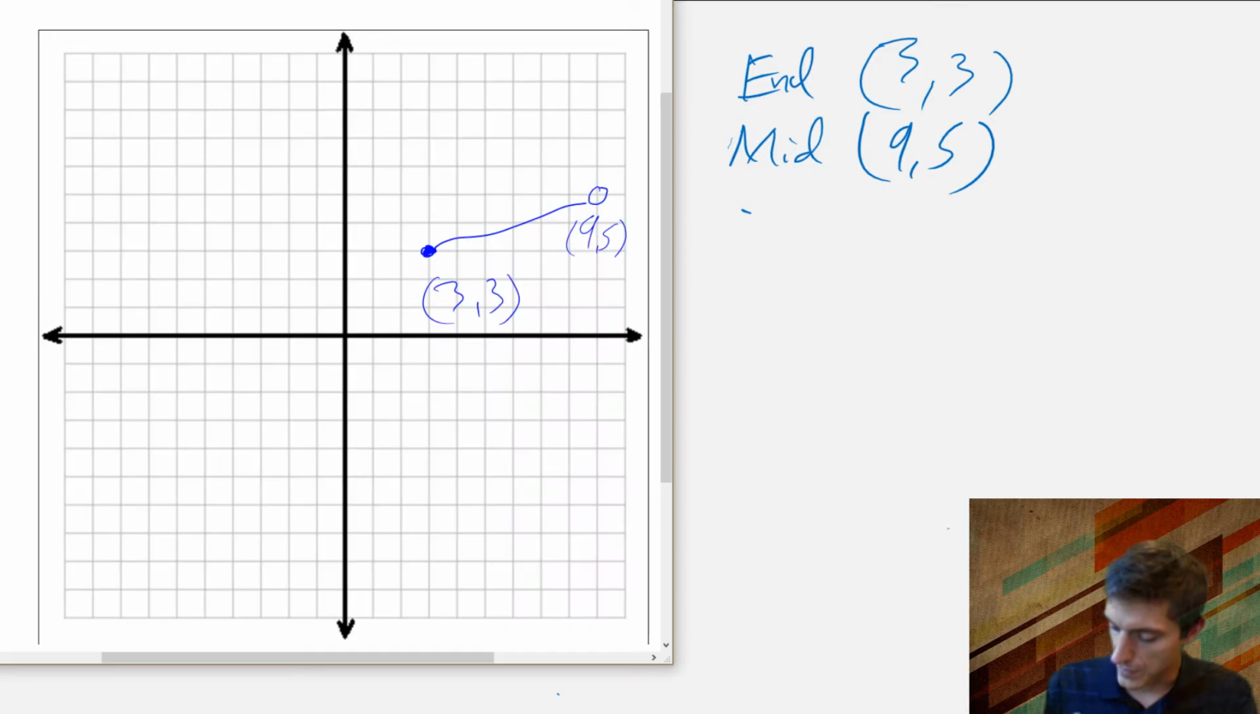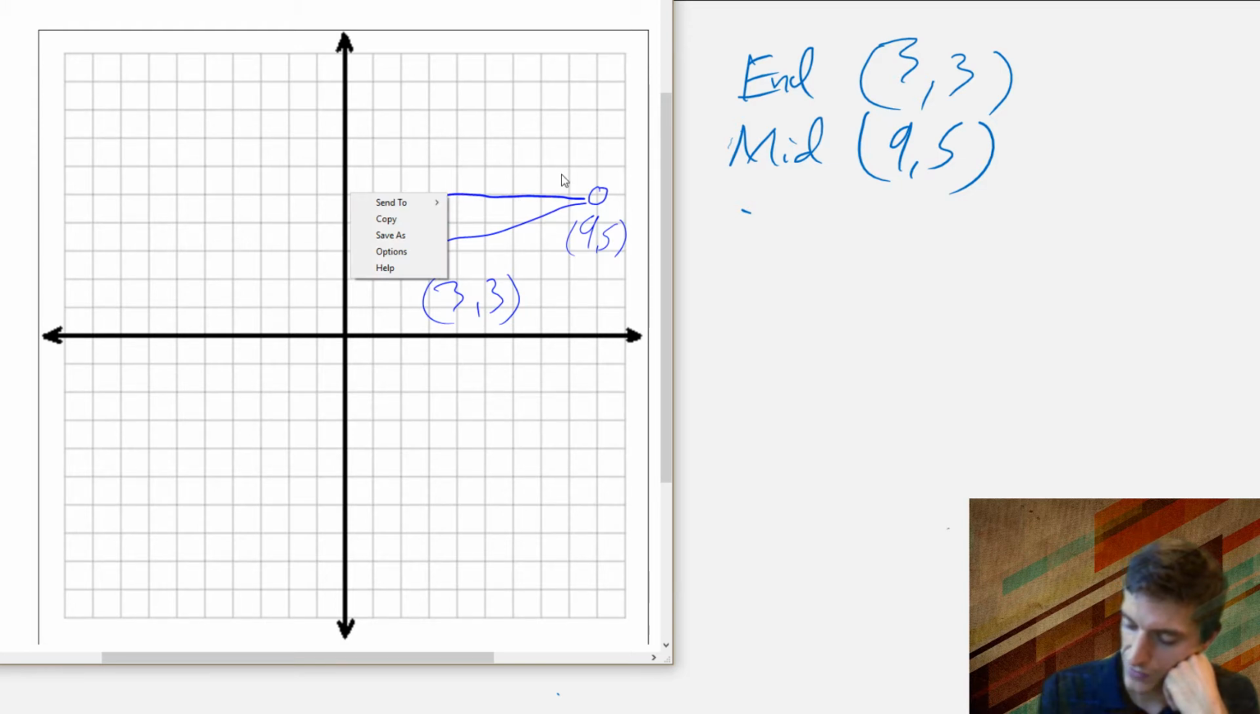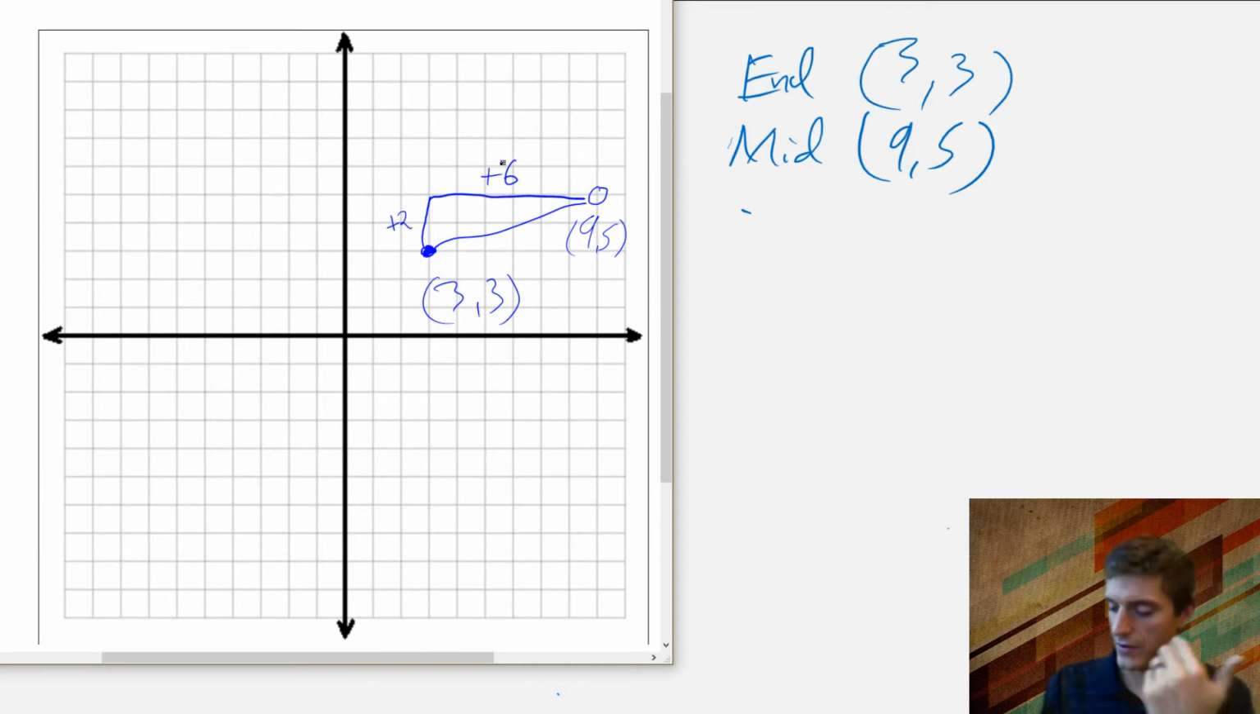Probably the first thing that I would figure out is, if this is the midpoint, this is my halfway point, right? So I need to go up. If I go up and over, so I'm going up 2, and I'm going right 1, 2, 3, 4, 5, 6, right? So I'm going up 2, right 6. Well, my next point, since it's the midpoint, must also be up 2, right 6. So the only question is, what's up 2, right 6 from that point?